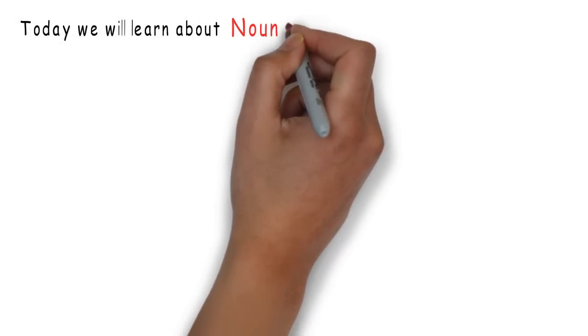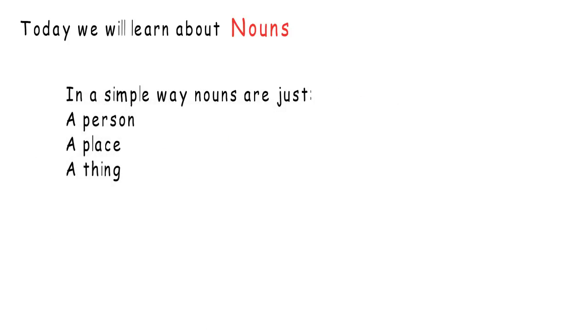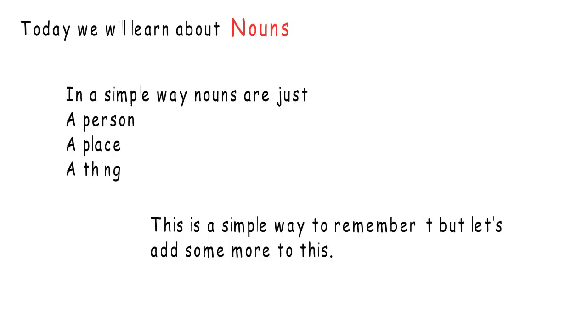Today we will learn about nouns. In a simple way, nouns are just a person, a place, and a thing. This is a simple way to remember it, but let's add some more to this.